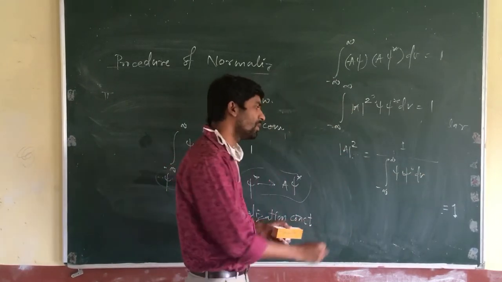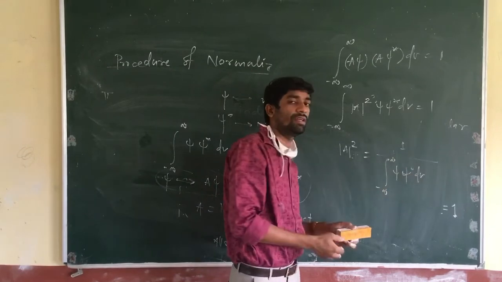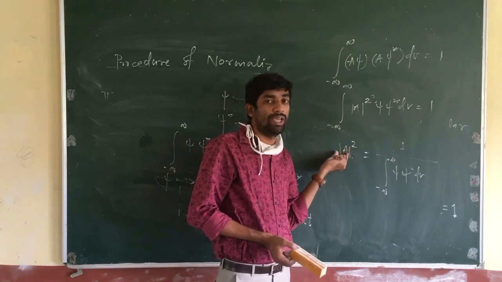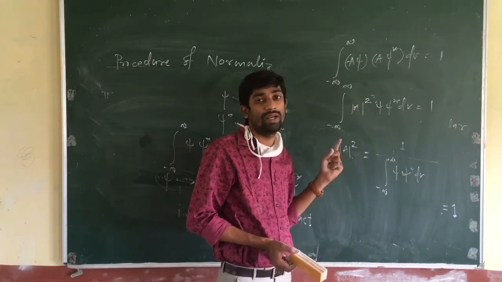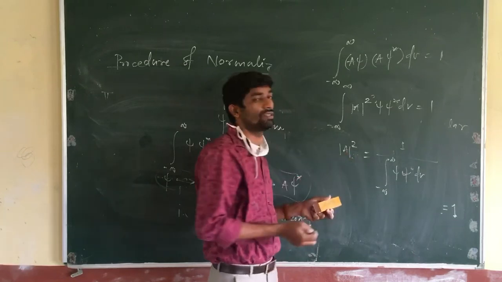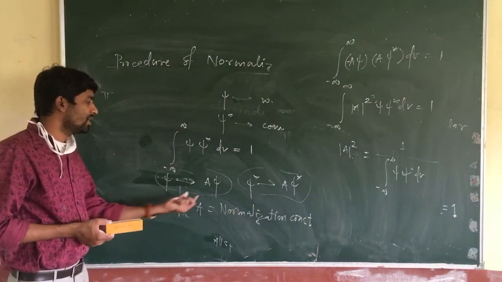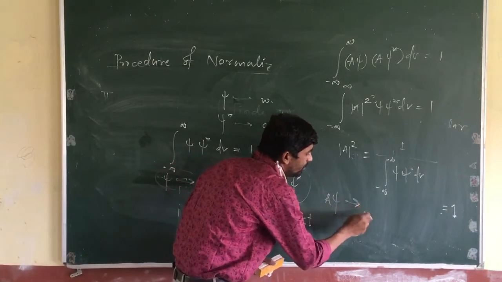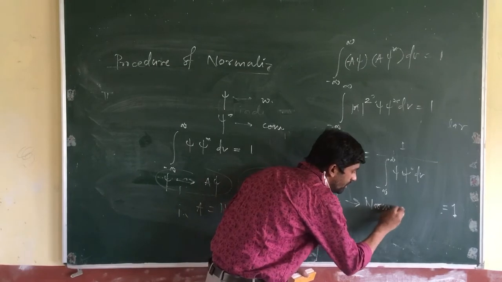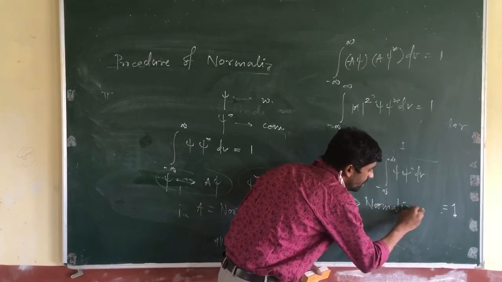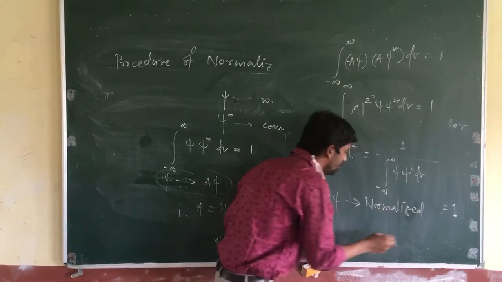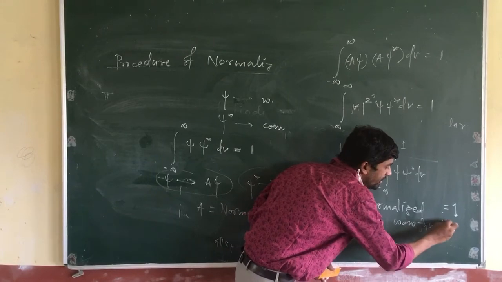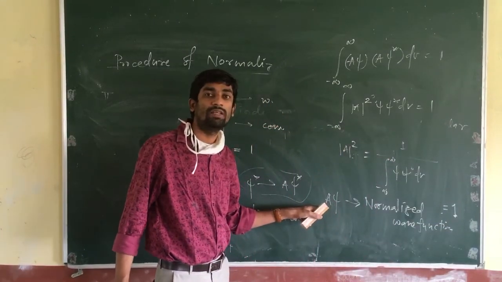If you solve this integral of psi from minus infinity to plus infinity, you will get the value of A squared. From A squared you calculate A, and this normalization constant you take along with the psi. Then A psi is your normalized wave function. So A into psi is the normalized wave function, and A is your normalization constant.